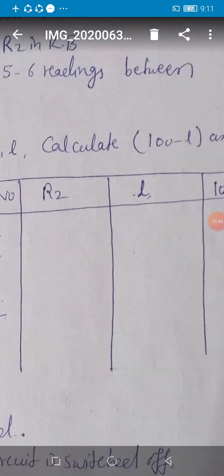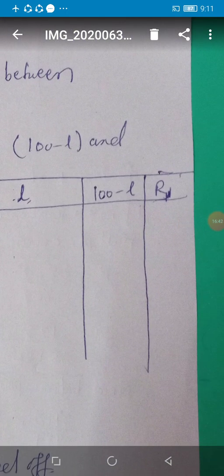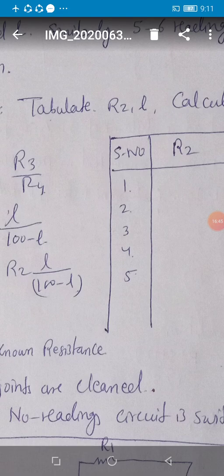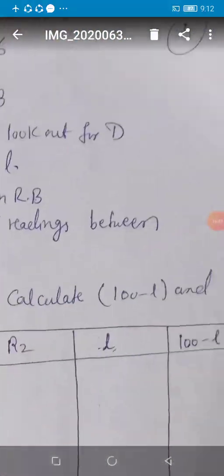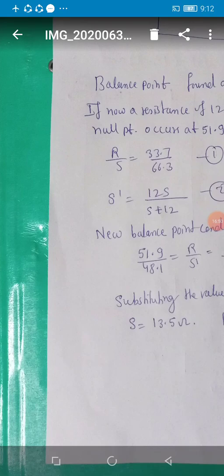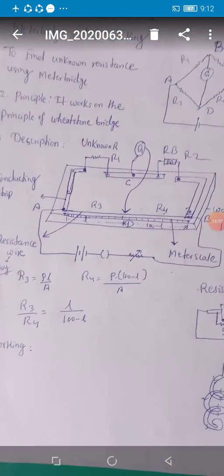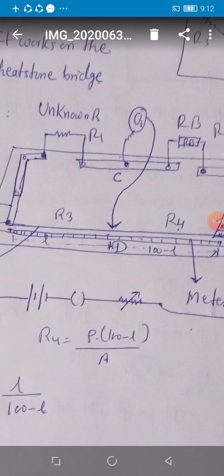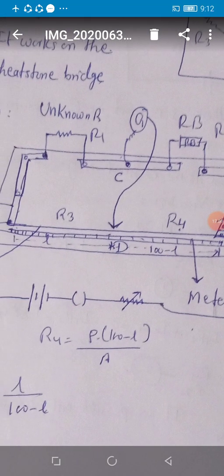Once again, I will show you the experimental setup, student. This is the observation table: R2, L and 100 minus L, and this R1 is the unknown resistance. See, student, this is the meter bridge circuit. In one gap, a copper strip is there. In that gap I have connected the unknown resistance. In the right gap I have connected a resistance box, and the lower side is a wire of 100 centimeter where the null point is obtained. So where the null point is obtained, the wire is divided into 2 parts.